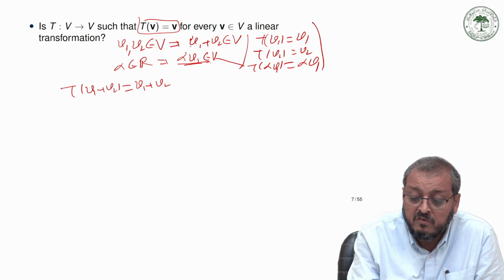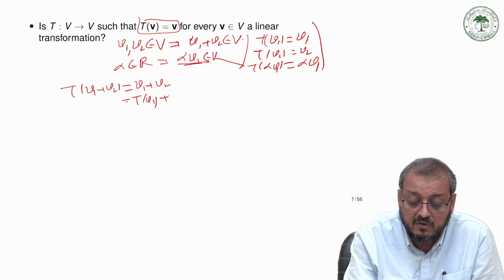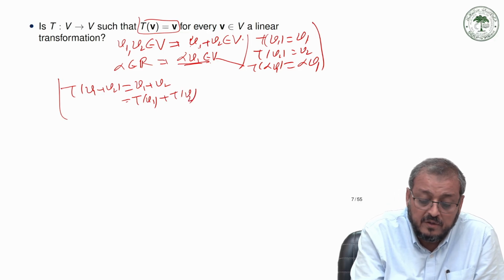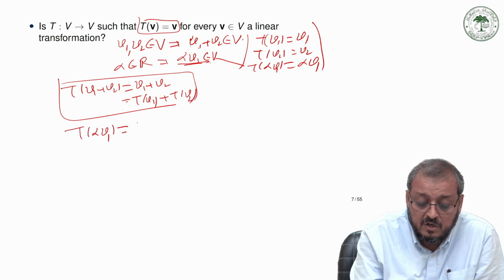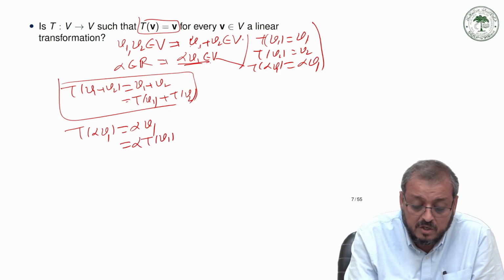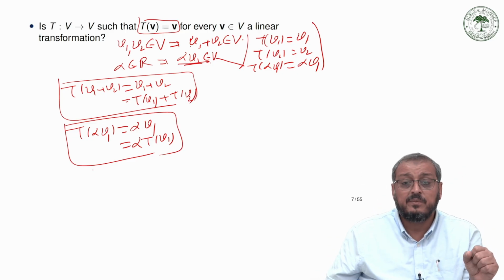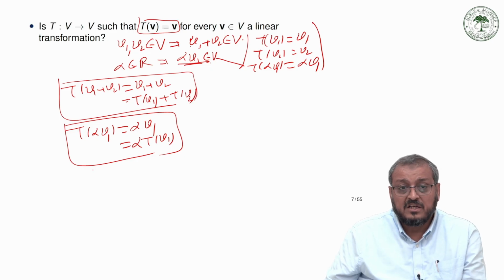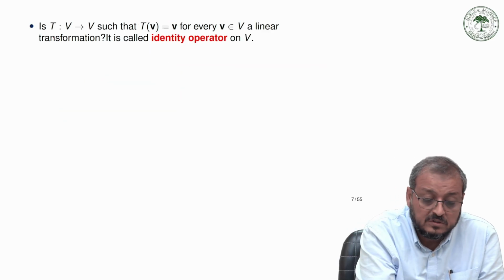Simply, T of V1 plus V2 is equal to V1 plus V2, but V1 is T of V1 and V2 is T of V2. That means this is preserved under addition. Then T of alpha V1 is equal to alpha times V1, which is nothing but alpha times T of V1. So this is also preserved under scalar multiplication. So vector addition and also vector scalar multiplication are preserved, and this is also a linear map. This linear map is called the identity operator, because it is defined from V to V.